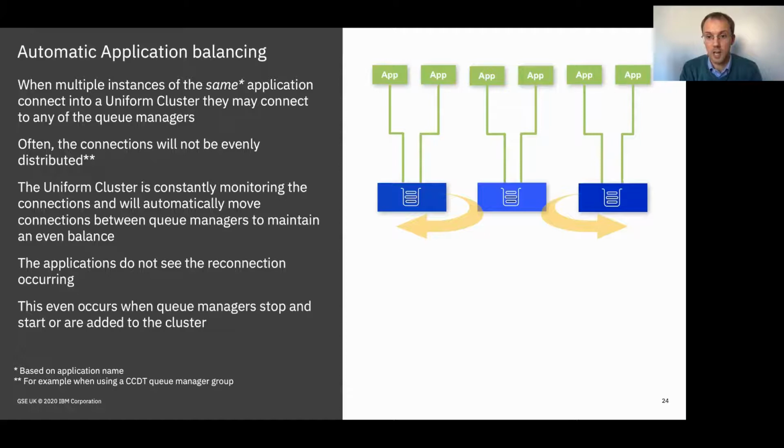This actually is a challenge that many customers have had themselves over the years, and so this is an important capability that simplifies that distribution challenge for them. For example, when a queue manager is taken down for maintenance, nothing would otherwise cause those applications to reconnect back to it once it was available, whereas with the uniform cluster capability, that happens automatically.